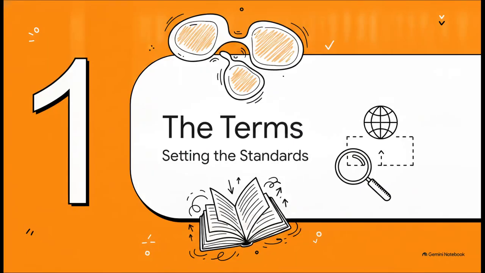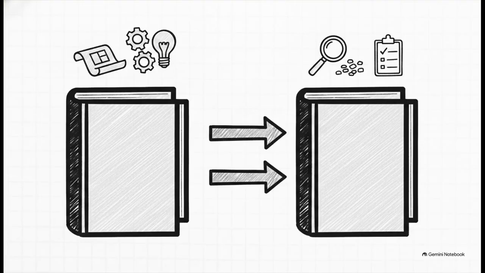Section 1, the three different terms, setting the standards. To get this right, we need to anchor our concepts to the correct frameworks. Standard on Auditing 320, on materiality in planning and performing an audit, handles the first two terms we'll discuss. Then, a distinct standard, Standard on Auditing 450, on evaluation of misstatements identified during the audit, introduces the third concept. Knowing exactly which standard applies is your foundation here.